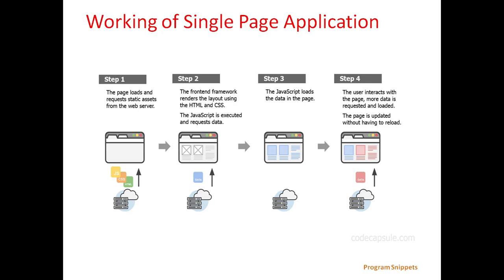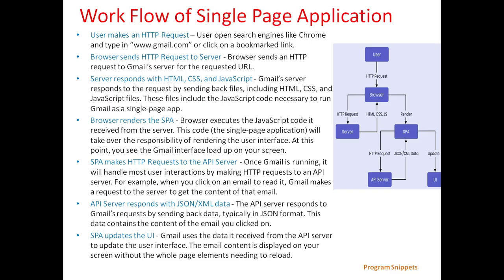First, the page is loaded and it requests static assets from the web server. Then the front-end framework renders the layout using HTML and CSS, and the JavaScript is executed for requesting the data to the server. Then the JavaScript loads the data in the page. As the user interacts with the page, more data is requested and loaded on the page, and the page is updated without reloading it. Now we'll see workflow of single page application with respect to gmail.com.